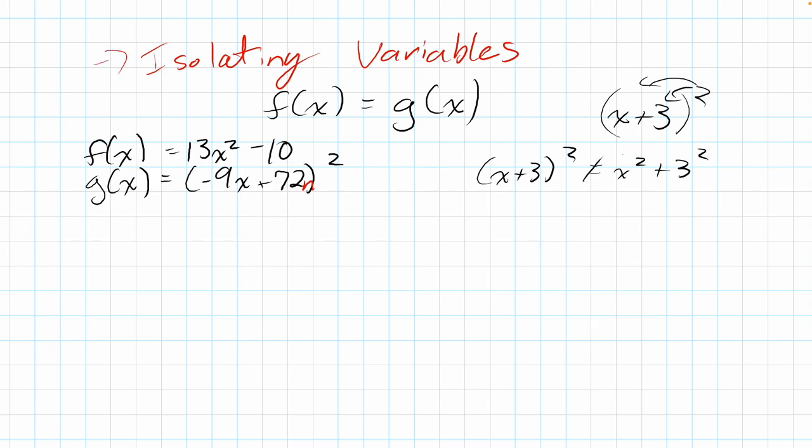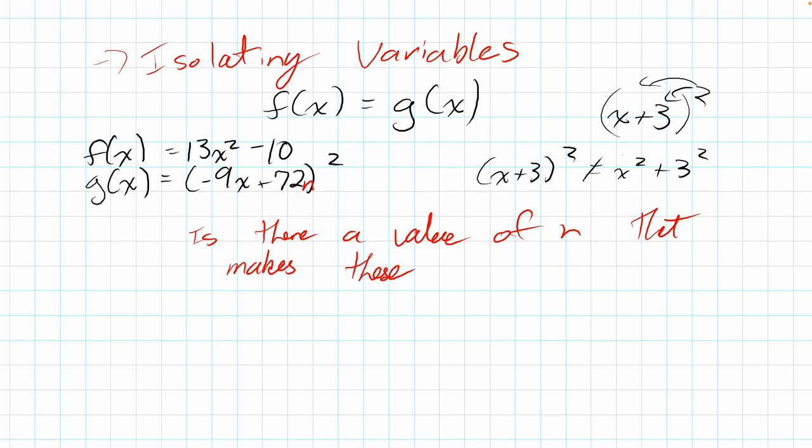So they want us to isolate variables, and they've asked us: is there a value of n that makes these equal? Okay, let's take a look at this. What we're testing for is equivalence between two functions. F of x equal to g of x, and that's the question. Are they able to be equal? So we're going to set up this exact scenario.